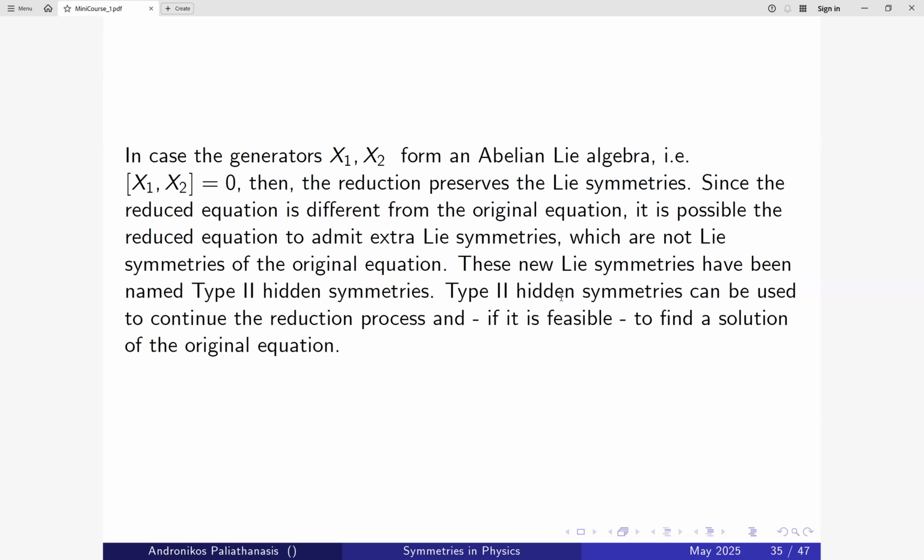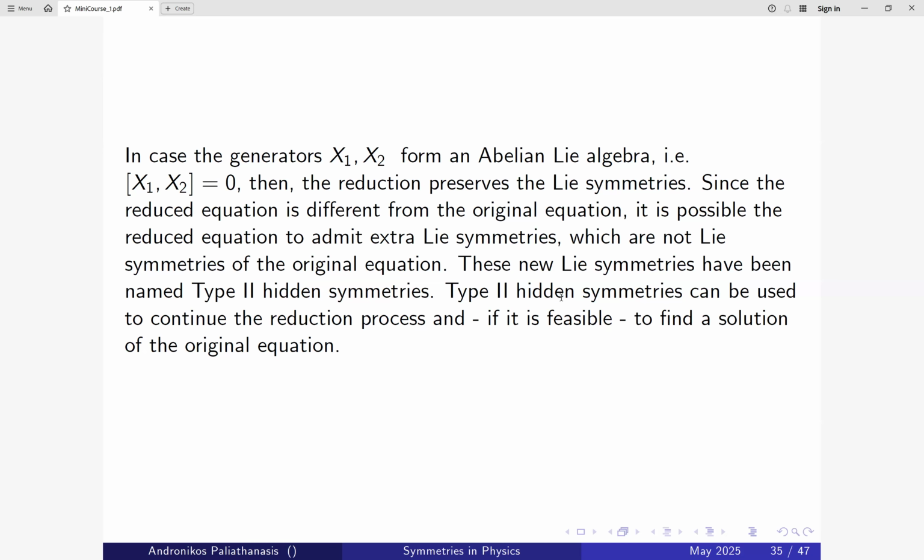Now, not all symmetries of the original equation are transformed to the new equation, while the new equation can admit extra symmetries. So the symmetries which are transformed, which remain symmetries for the reduced equation, should have a property. In case the generators, for instance, form an abelian algebra, then the reduction preserves the Lie symmetries in any case. Since the reduced equation is different from the original equation, it is possible for the reduced equation to admit extra symmetries, which are not Lie symmetries of the original equation.